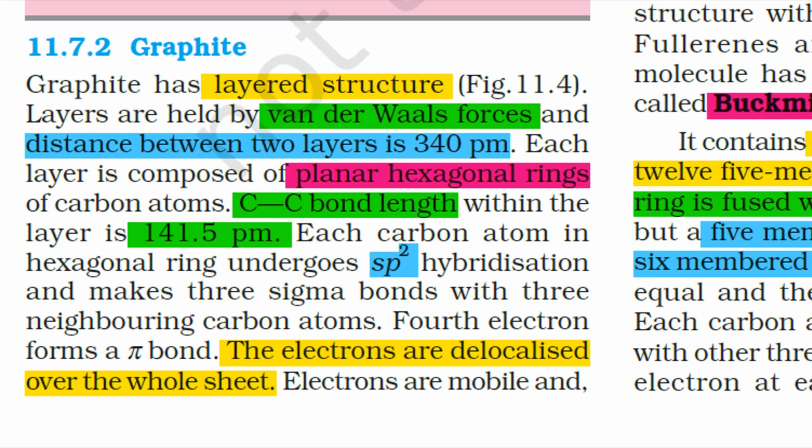So next is 11.7.2, graphite. Okay, so it has a layer structure. In one layer, each carbon atom is sp2 hybridized and forms a planar hexagonal ring. So one carbon is directly bonded to 3 other carbon atoms by sigma bonds, and the carbon-carbon sigma bond length is 141.5 picometer, and the last electron forms a pi bond which is delocalized over the whole sheet. That's why graphite conducts electricity.